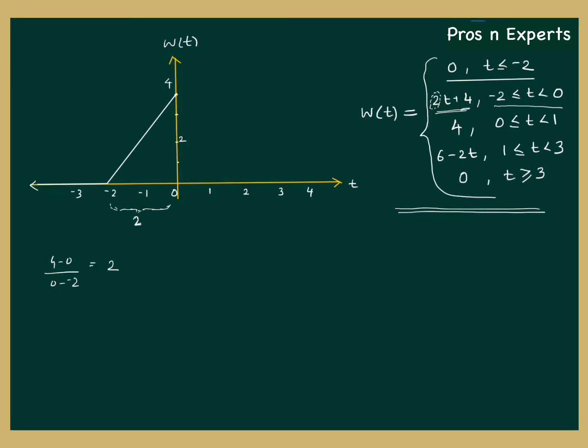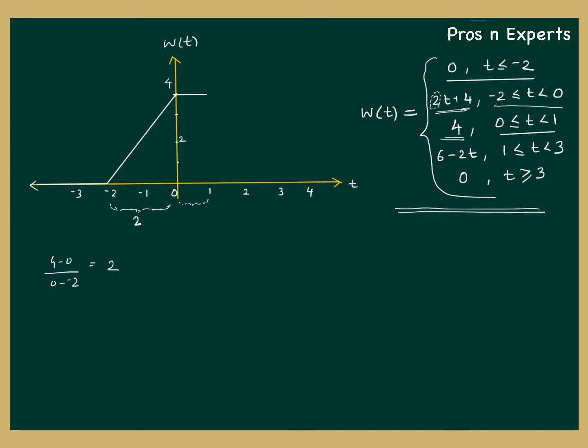So our answer is correct to this extent. Now let us check the next portion, 0 to 1. That means we are dealing with this interval. In that interval there is no confusion, the output is constant 4. So the constant 4 output sustains here, right?